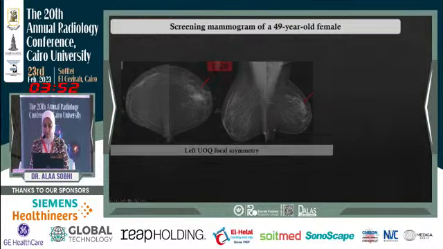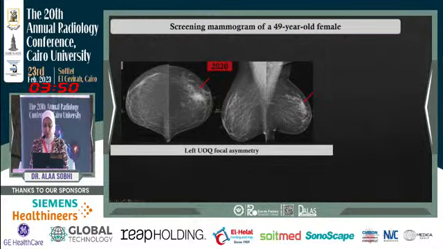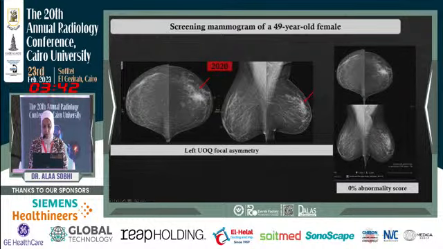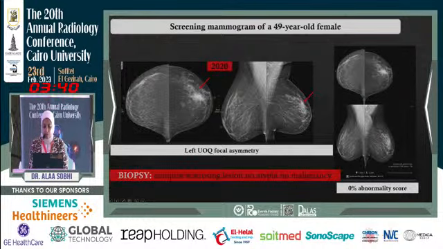The last case, screening mammogram of a 49-year-old female. She came in 2020, and there is a left upper outer area of focal asymmetry. The AI score was 0. We biopsied this lesion, and it showed a complex sclerosing lesion. It's a benign entity with no underlying atypia or malignancy.